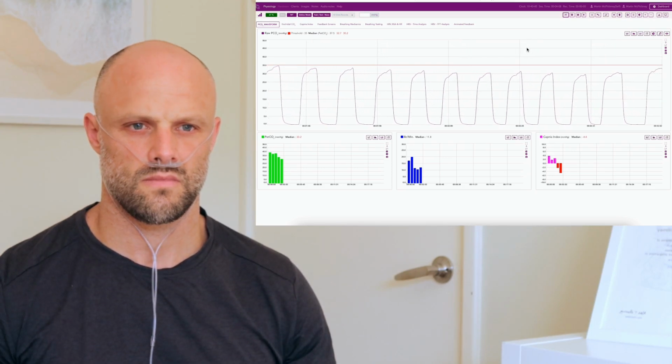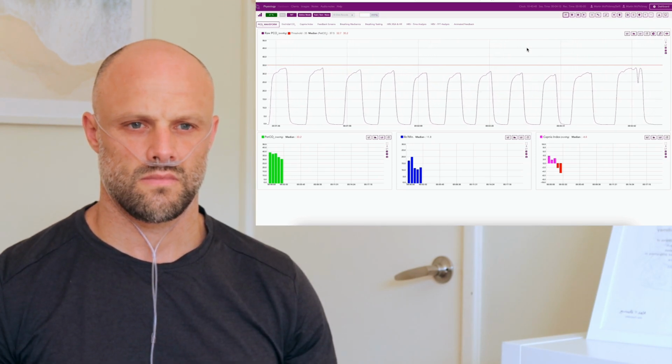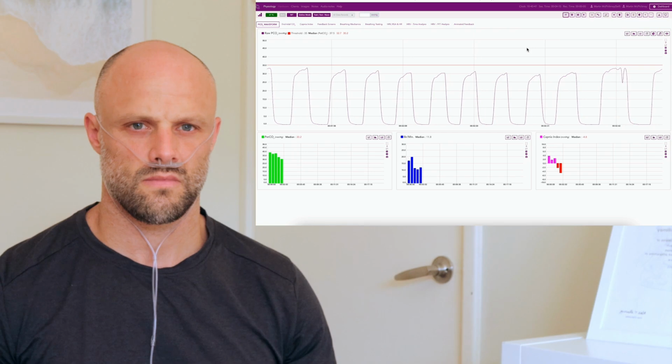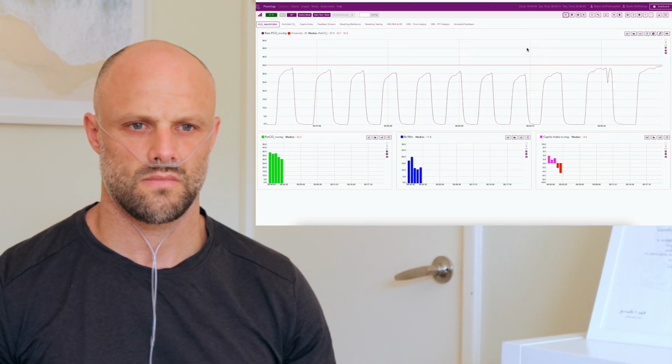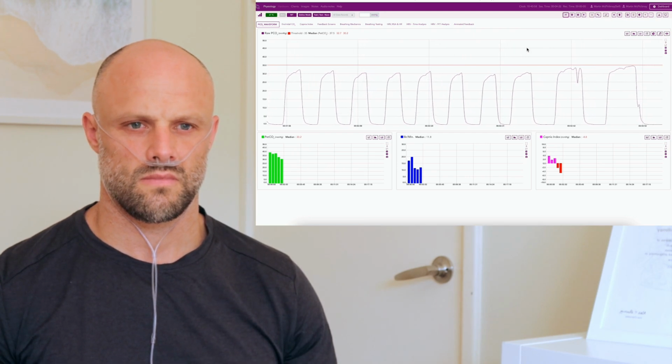I've stopped now, taking my breathing back to normal breathing, just letting go. And then we can see within 1 or 2 breaths, I am back up to around about 35 millimeters of mercury and back into homeostasis, showing again good ability to recover from low carbon dioxide.